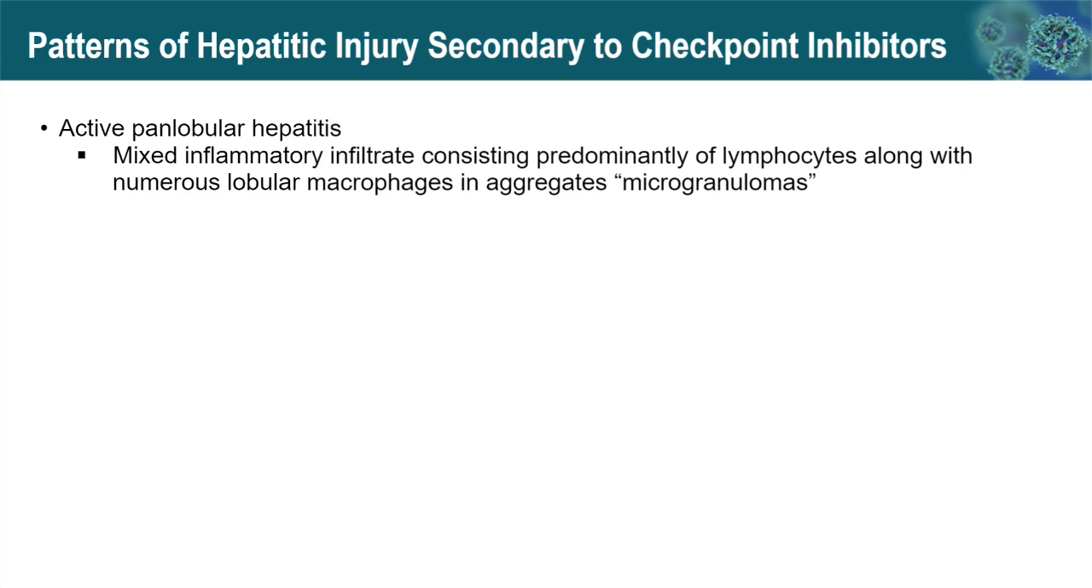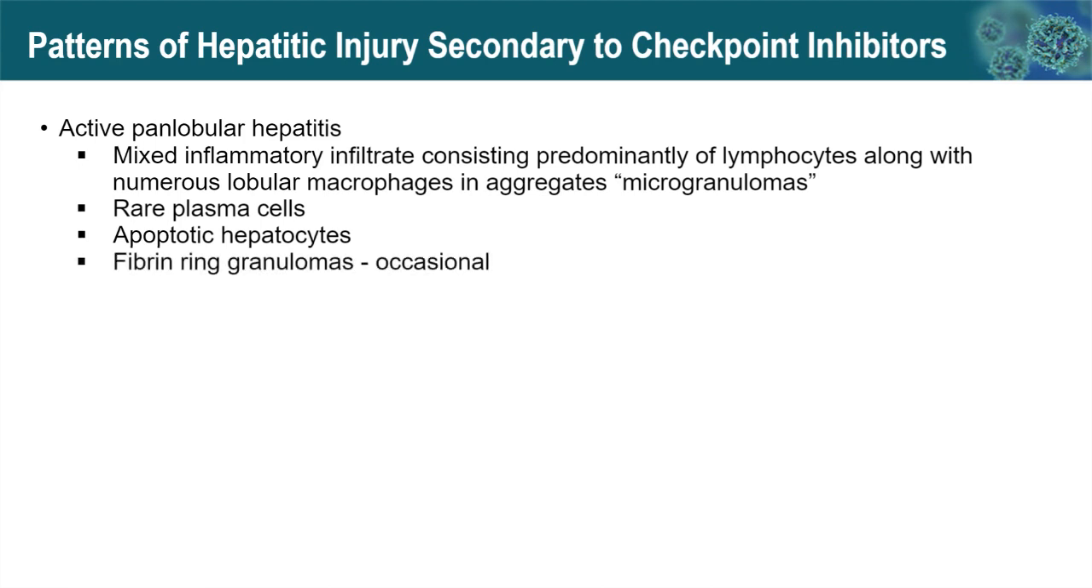As opposed to autoimmune hepatitis, plasma cells are a rare finding in this pattern of injury secondary to immune checkpoint inhibitors. Numerous apoptotic hepatocytes can be observed within the lobular parenchyma, which correspond to the elevations in AST and ALT that are seen clinically. Rare cases have been observed with fibrin ring granulomas. The next pattern of injury that has been frequently reported in hepatitic injury secondary to immune checkpoint inhibitors is confined to the zone 3 parenchyma.